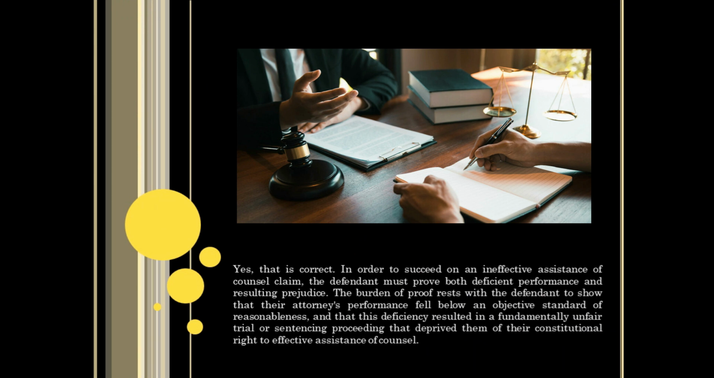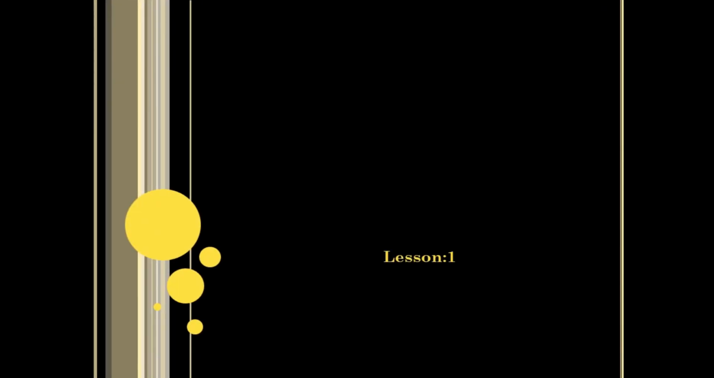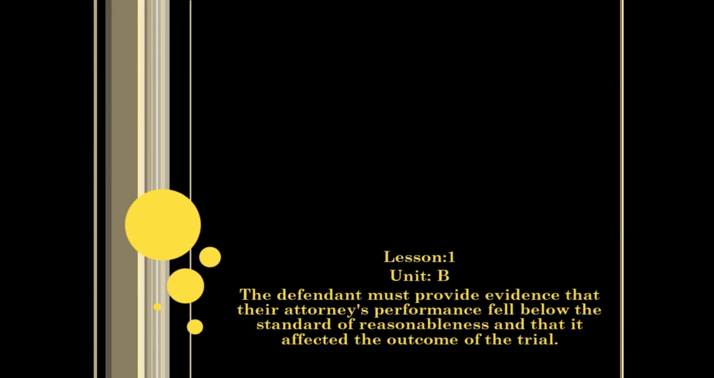The burden of proof rests with the defendant to show that their attorney's performance fell below an objective standard of reasonableness, and that this deficiency resulted in a fundamentally unfair trial or sentencing proceeding that deprived them of their constitutional right to effective assistance of counsel. Lesson 1. Unit B. The defendant must provide evidence that their attorney's performance fell below the standard of reasonableness and that it affected the outcome of the trial.